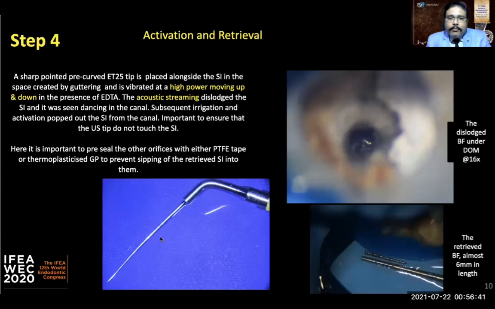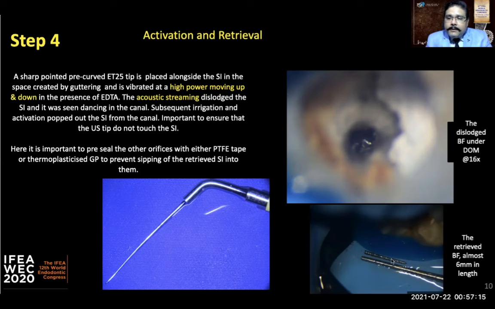After that, more activation was done with the pre-curved ET25 sharp pointed one that was placed in the gutter adjacent to the file, but it was made sure that it was not touching the file. In the presence of EDTA, the file was activated at a high power and was moved up and down in the canal, so that due to acoustic streaming, the file got dislodged and started dancing. After more irrigation and activation, the file finally jumped out of the canal and it was trapped in the rubber dam.